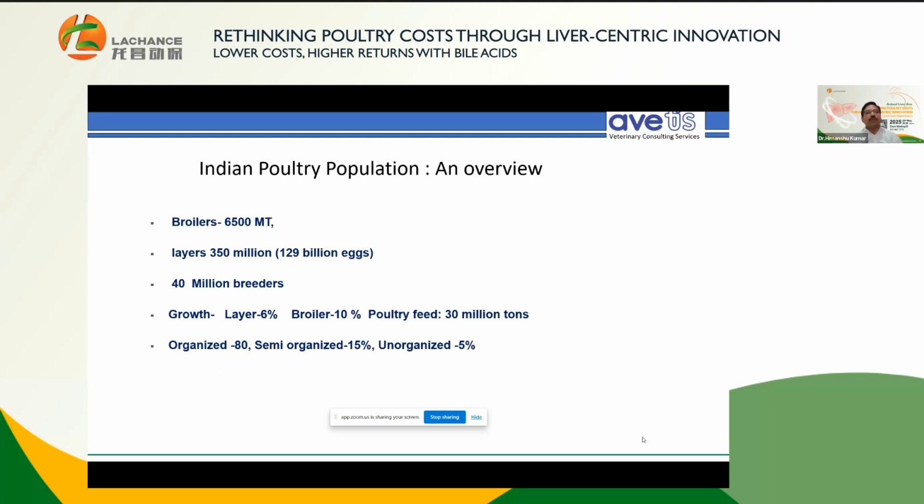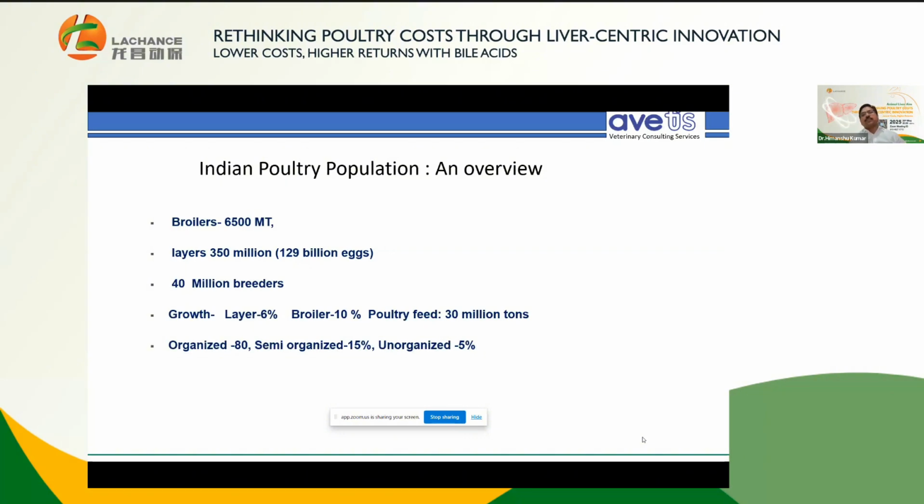Indian poultry population overview: the broiler population is almost 6.5 million metric tons, and out of this, almost 90% is integration and the rest are individual farmers. The number of farmers is in the millions. The layer population is 350 million, and close to 129 billion eggs are produced annually. There are 40 million breeders. Out of these, close to 32 million are broiler breeders, and the rest, 8 million, are layer breeders.